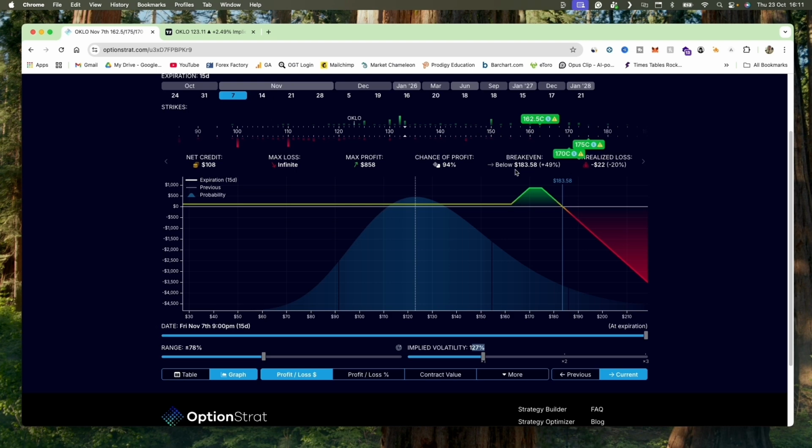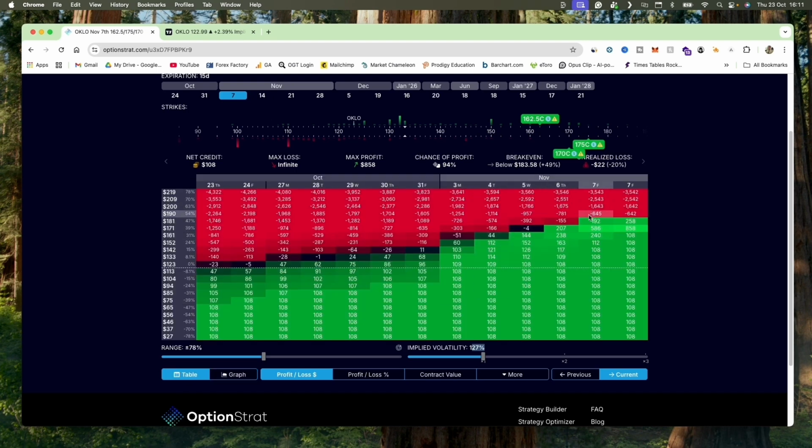And then secondly, let's say on the day of expiration, Oklo is trading at 190.